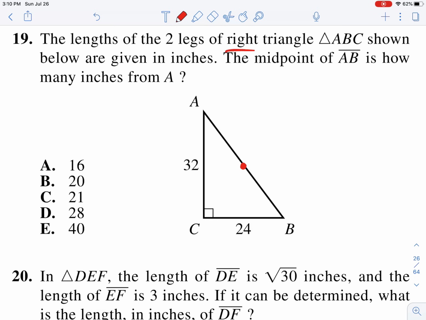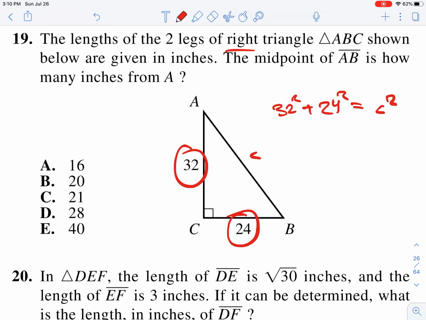In order to find the midpoint, first we need to know how long this entire thing is. So let's use the distance formula. Actually, there's an easier way to do it. Just use the Pythagorean theorem. So 32 squared plus 24 squared equals, let's just make this C. Take the square root of both sides. So C equals, I believe you're going to just get 40. I'm just typing this in on my calculator, and you get 40. C equals 40.